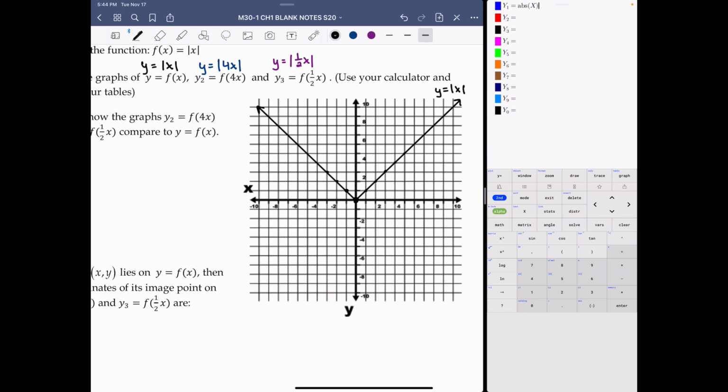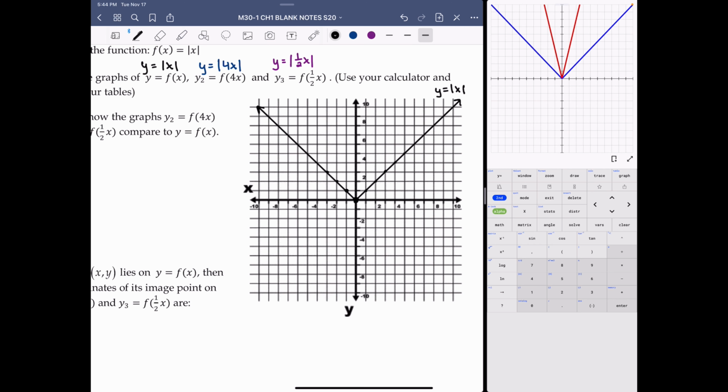Go back to y equals, go down, enter the absolute value of 4x for y2. Graph that. It's the red graph. It's much more narrow than y equals absolute value of x.